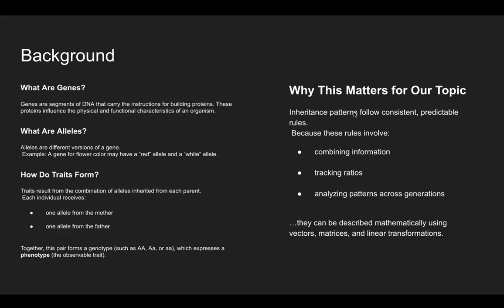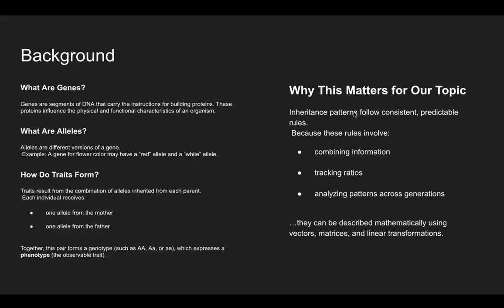How do traits form? Traits result from the combination of alleles inherited from each parent. Each individual receives one allele from the mother and one allele from the father. Together, this pair forms a genotype, such as two big A's, a big A and a little a, or two little a's, which expresses a phenotype, the observable trait, which would be something like eye color or hair color.